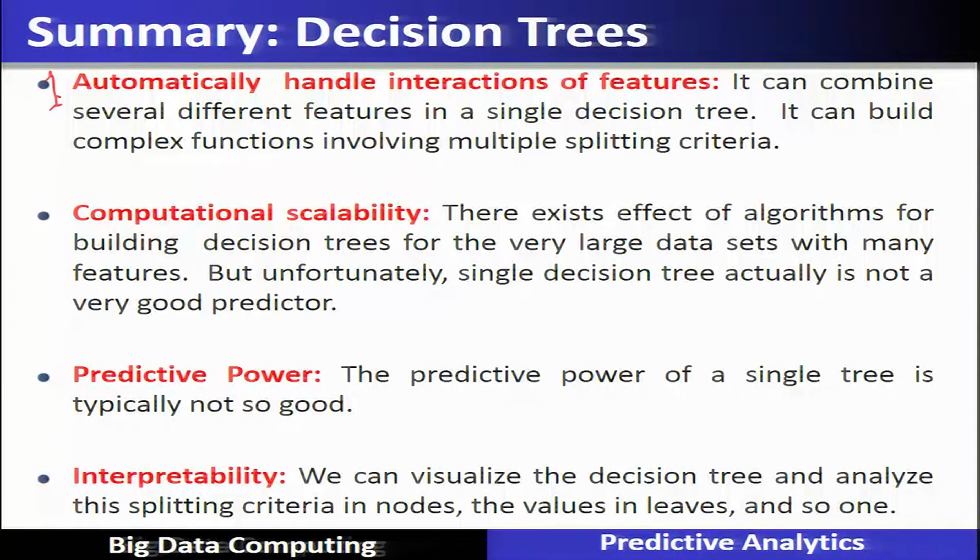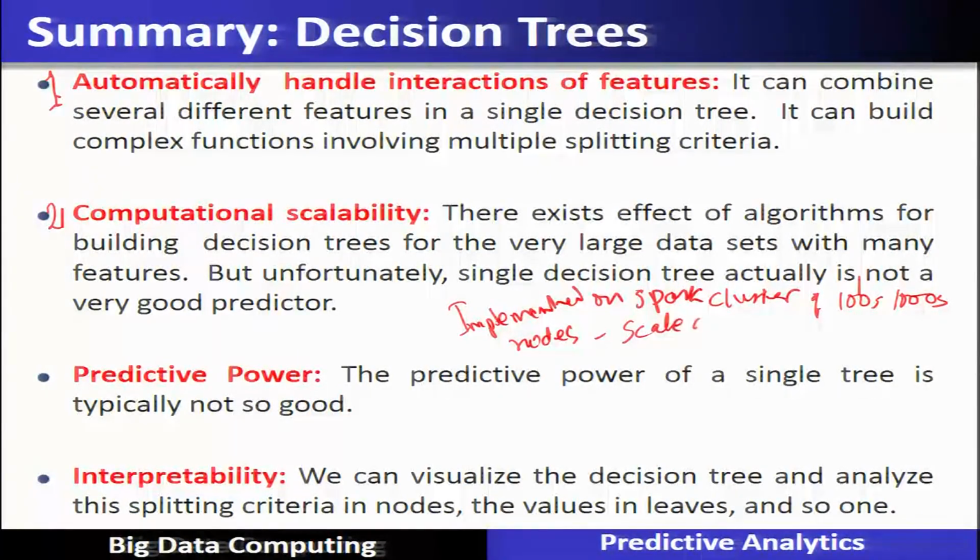That means this particular decision tree can be implemented on clusters using a Spark system, of hundreds and thousands of nodes, which can be further scaled out. Therefore, it has the computational scalability of implementing the decision tree.